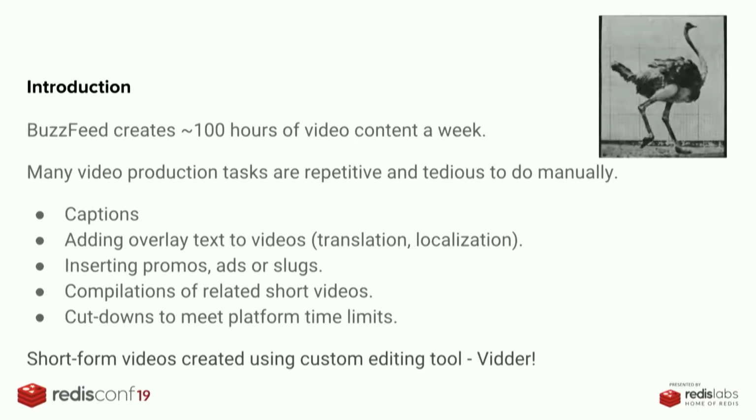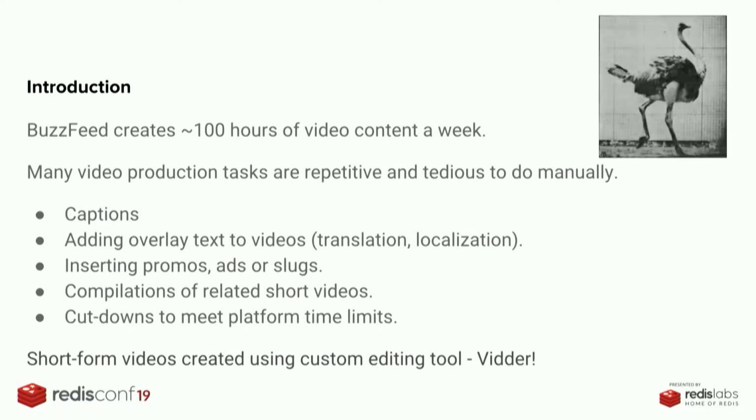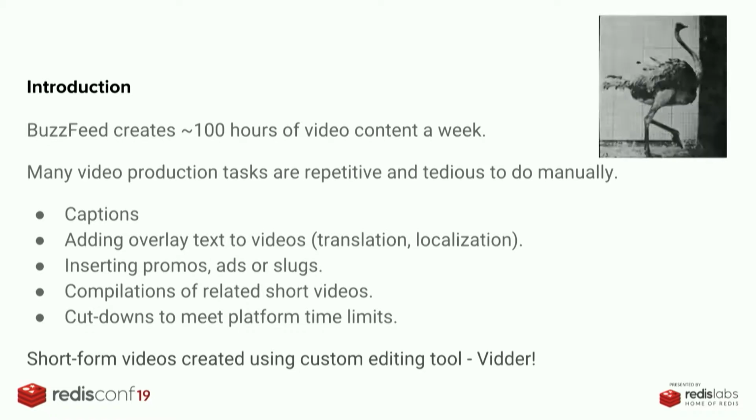So BuzzFeed creates about 100 hours of video content a week. Many of the video production tasks are repetitive and tedious to do manually. So of course, as an engineer, I'm looking for ways to automate that. That includes things like captions, adding overlay text to videos, for example, for translation work or localization.